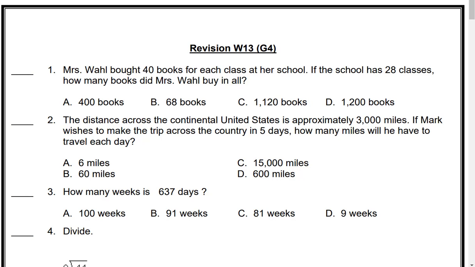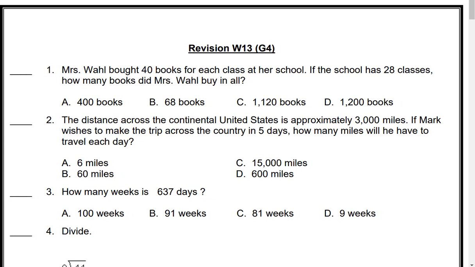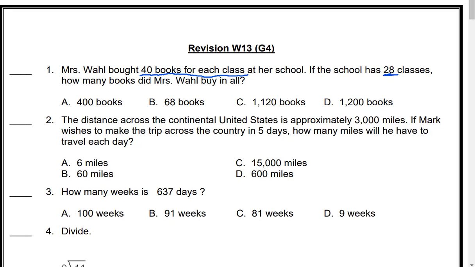Mrs. Wall will put 40 books for each class at her school. If the school has 28 classes, how many books will she buy in all? So the 40 books will repeat, because for each class we will buy 28. So 28 times 40, because the 40 is repeating.